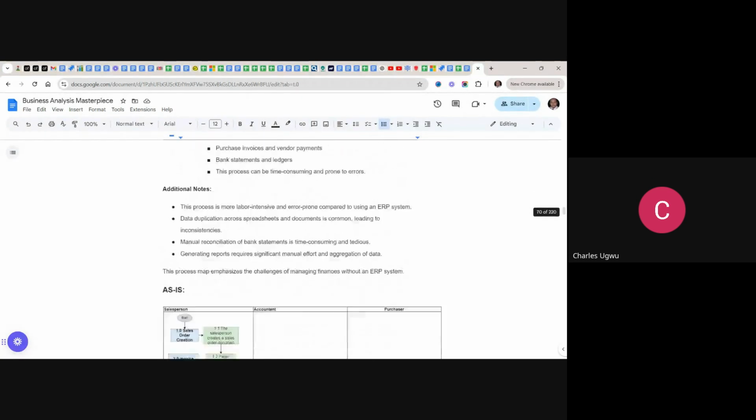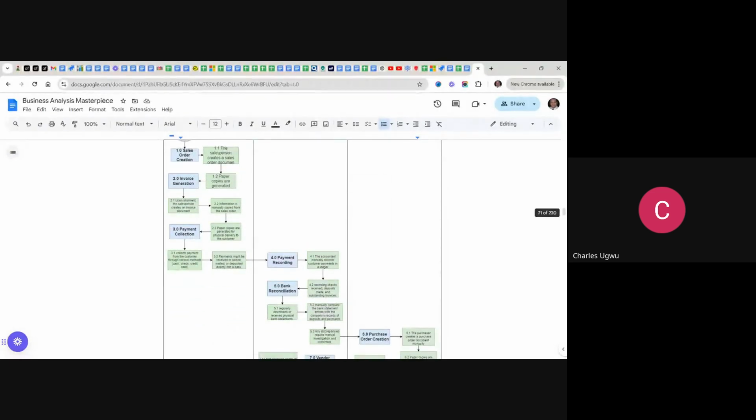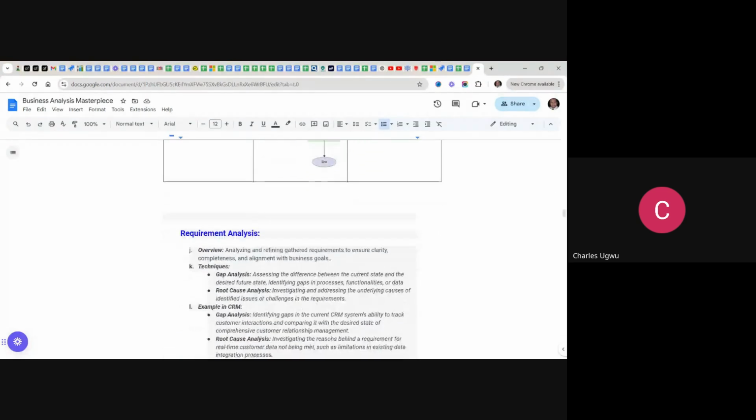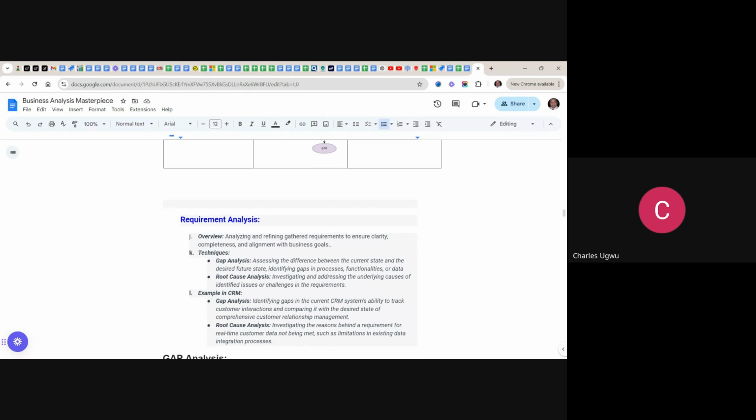Now you have seen it. It's not enough that you just documented it. You need to show where the gap lies. And this is where the requirement analysis comes in.